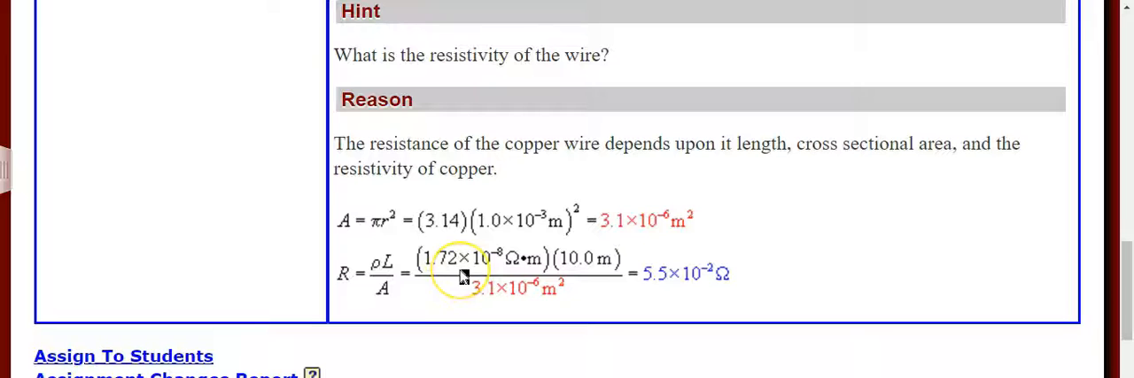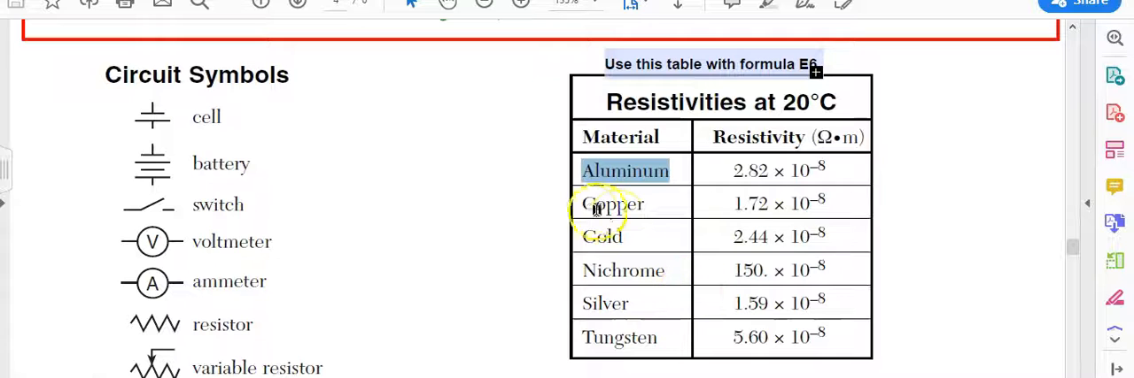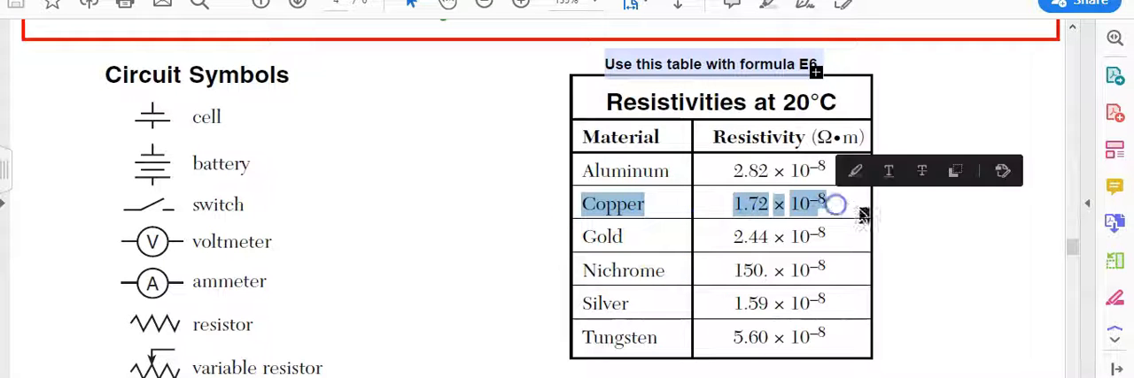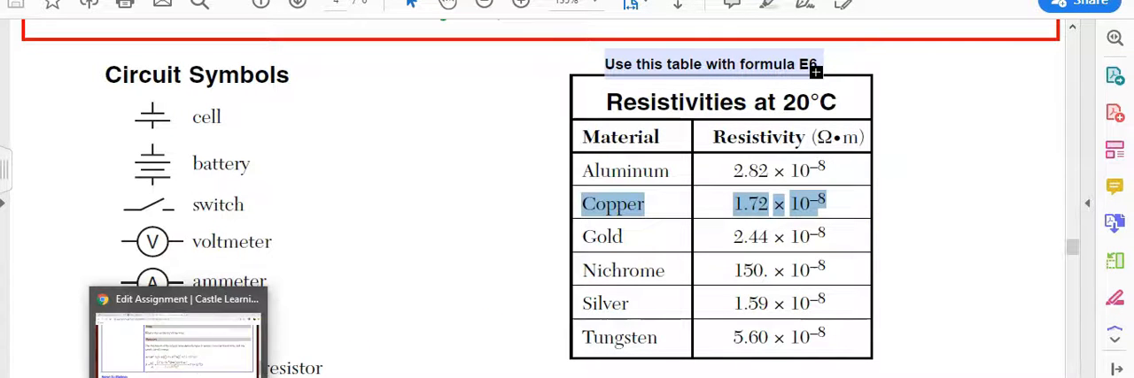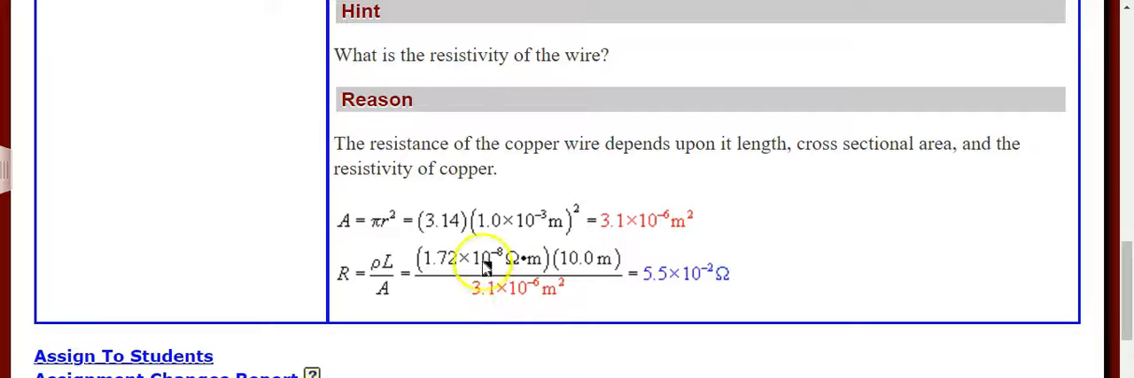Now in our particular case, we know that it is a copper wire. So if I look up copper, I see copper is this value right here. So it's 1.72 times 10 to the negative 8 ohm meters. Then I input that and I multiply by the length given in the problem. But here's the little trick. I have to divide by the area. So how do I know what the area is? Well, it's pi r squared.